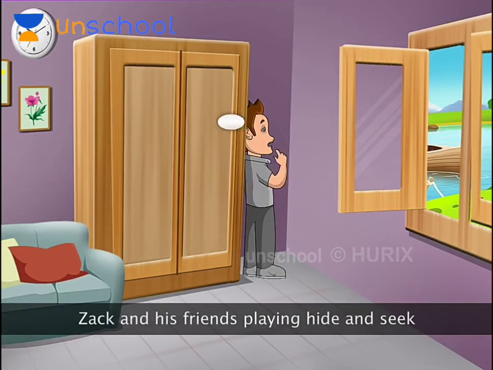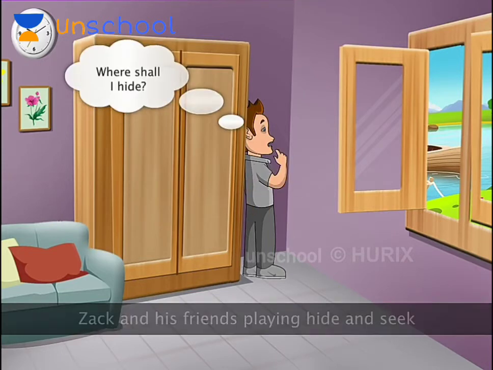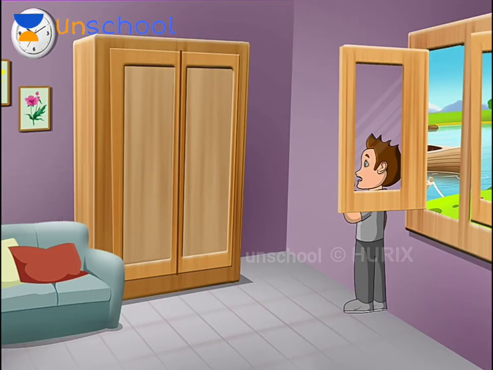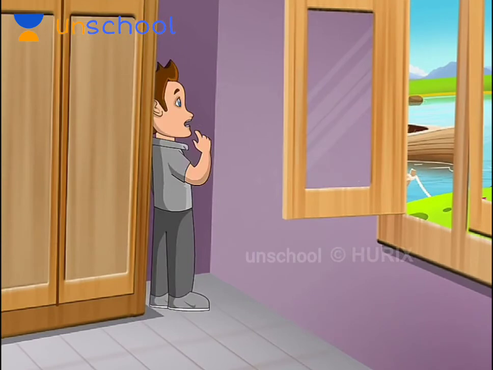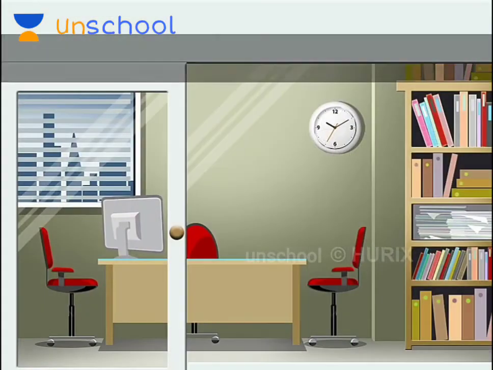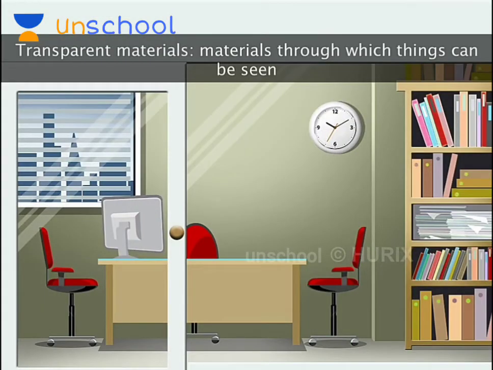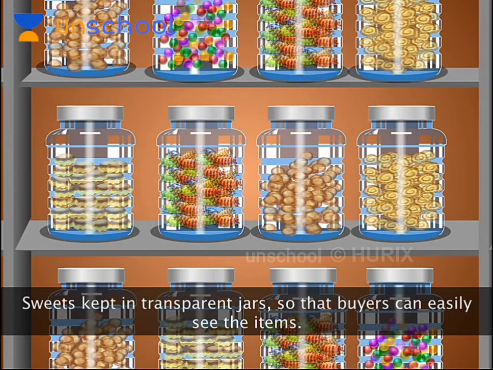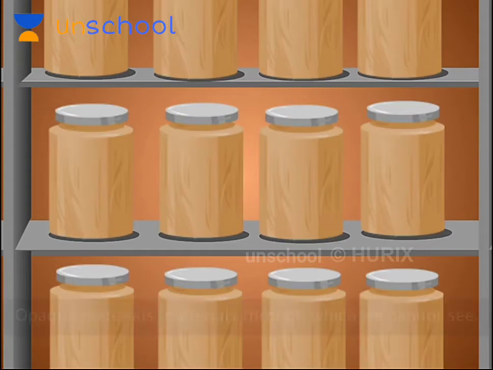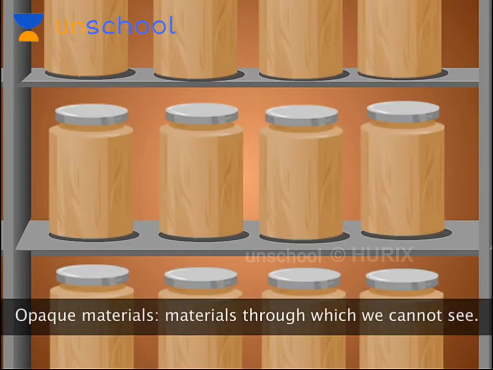You wouldn't generally hide behind a glass window during a game of hide and seek. Others can see you through the glass. Materials through which we can see things are called transparent. Shopkeepers keep sweets in transparent glass or plastic jars so that we can see and select what we want. Materials through which we cannot see are known as opaque.